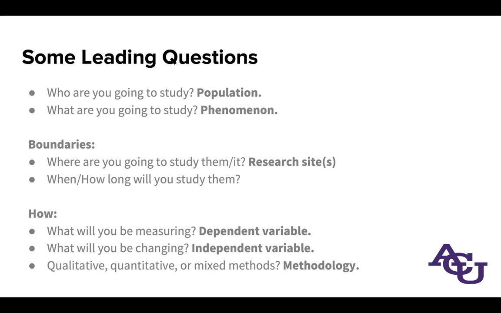And then we have the how question of, well, what are we going to be tracking here? Are we trying to get information that converts to numbers? That'd be the quantitative. Well, that's a methodology. Qualitative is when we're dealing with things that don't translate well into numbers. If we're dealing with both of those things, that's a mixed method methodology. Now, for the question, what will you be measuring? That's going to be the dependent variable. That's the thing that we think will change in response to our changing something else.